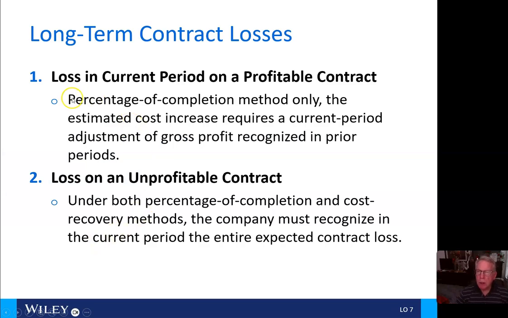Okay, number one, loss in the current period on a profitable contract. On a percentage of completion method only, the estimated cost increase requires a current period adjustment of gross profit recognized in prior periods. And number two, loss on an unprofitable contract under both percentage of completion and cost recovery methods, the company must recognize in the current period the entire expected contract loss.